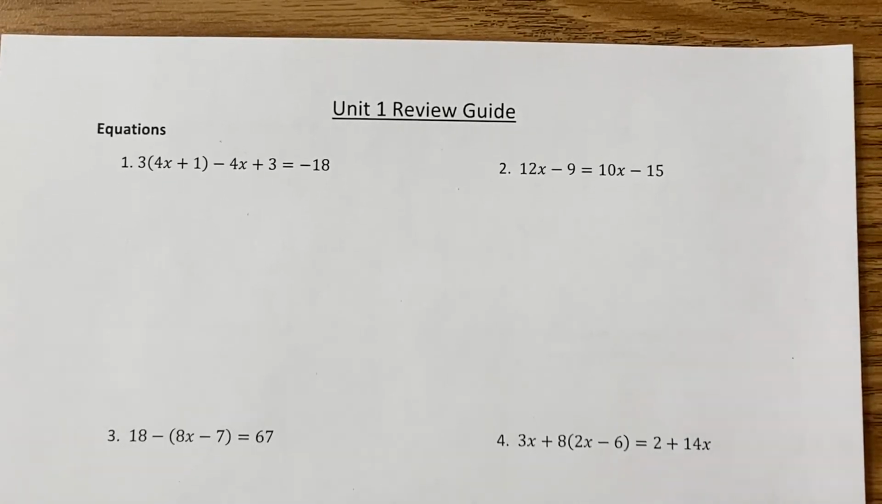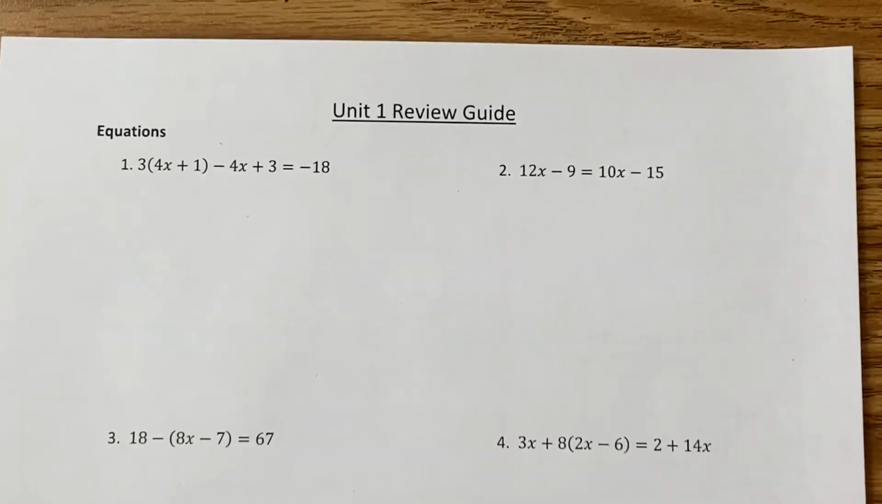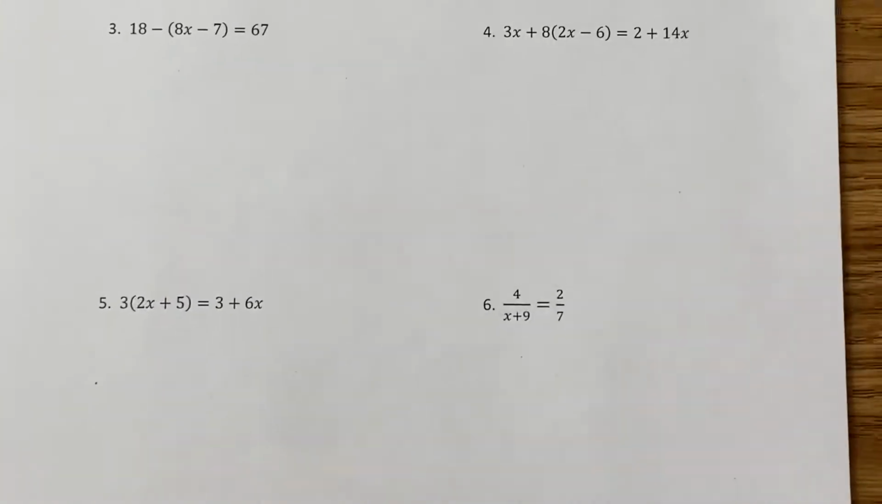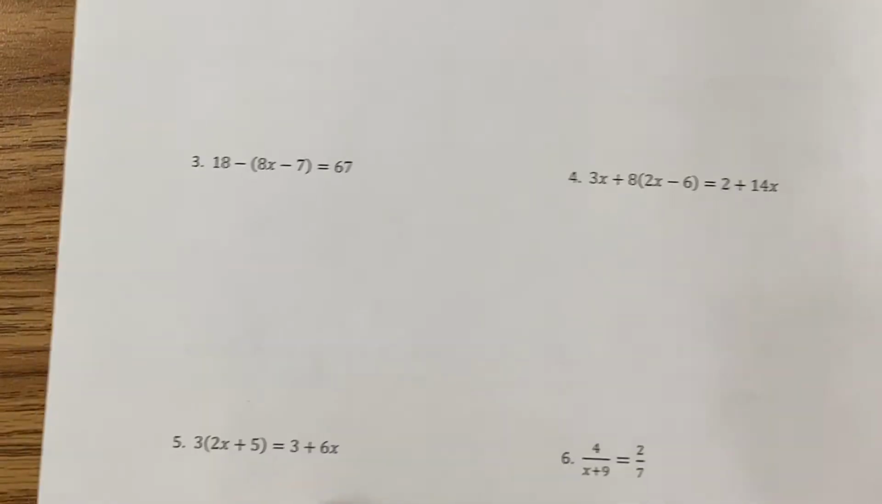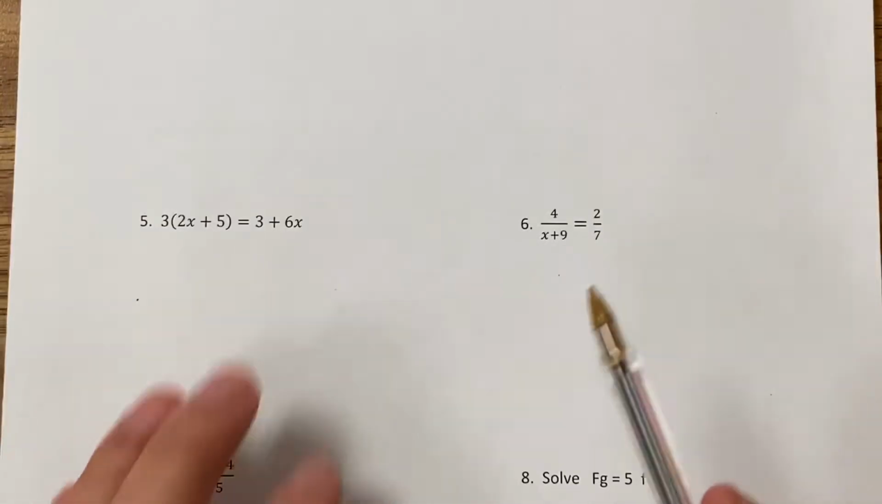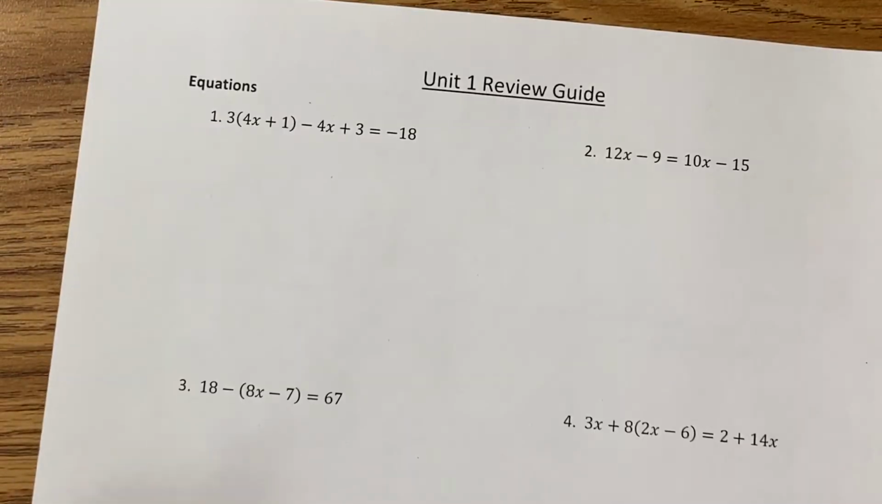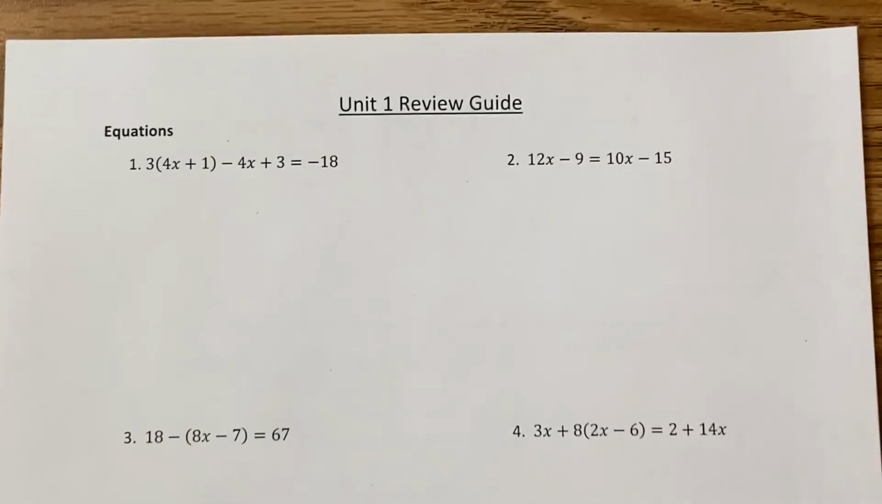Hello everyone, this is the Algebra 1 review guide for the first unit. It is on solving equations as well as some implicit equations down here at the bottom, and on the back we got some word problems. In this video I am going to be going up until number 5 with solving regular equations, and then we'll go into the other ones on my next video. So here we go. I'm going to be showing all my work and explaining steps to hopefully help you.